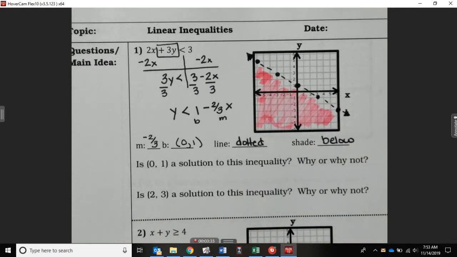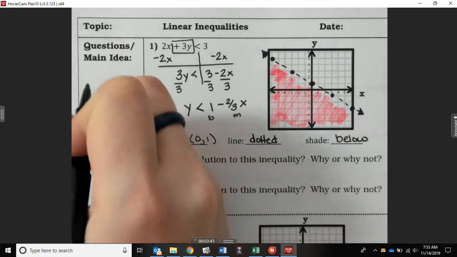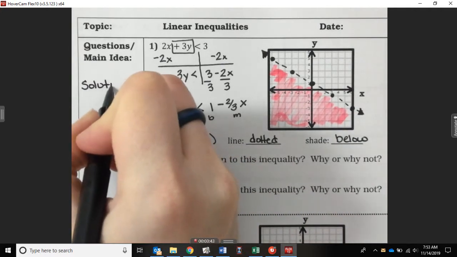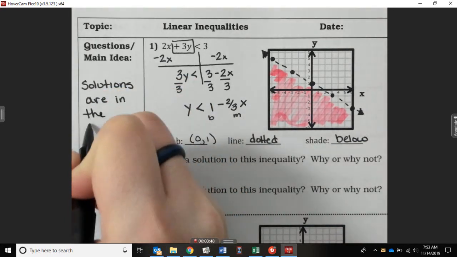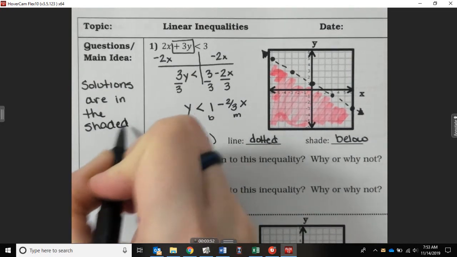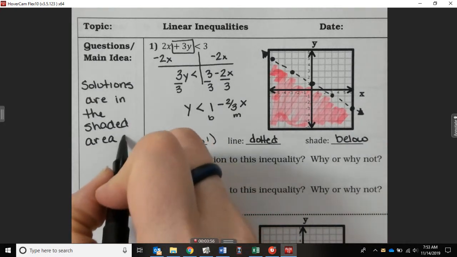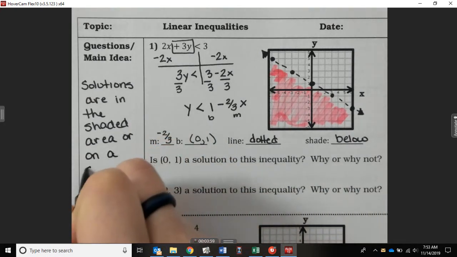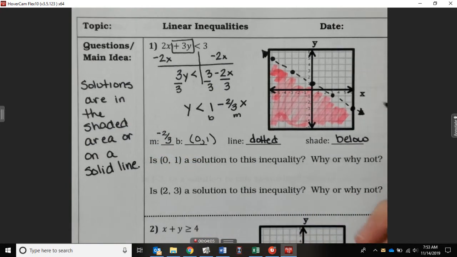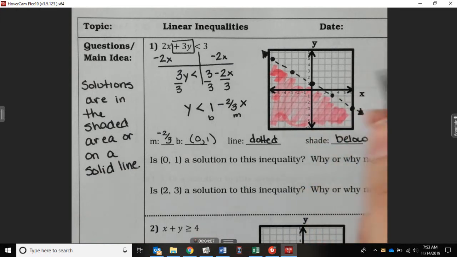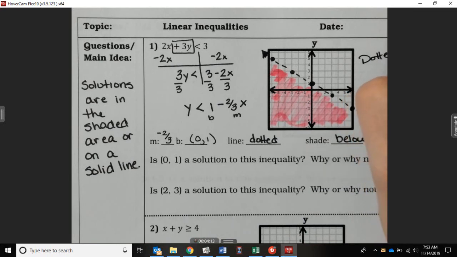And then we need to talk about solutions. So remember, solutions are anything in the shaded area. Okay, solutions are also on a solid line. So dotted lines don't count. So anything on the dotted line is not a solution. And we're going to make a note of that over here.